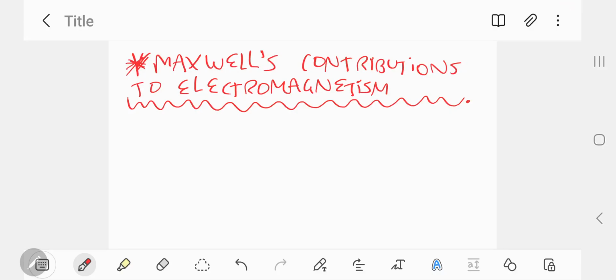This is the first lesson for Module 7, The Nature of Light, for the HSC Physics course, Maxwell's contributions to electromagnetism. Every time I teach this, I get the same thrill. I find it absolutely amazing that a man in the 1860s was able to show that electricity and magnetism are unified through light, through the speed of light.